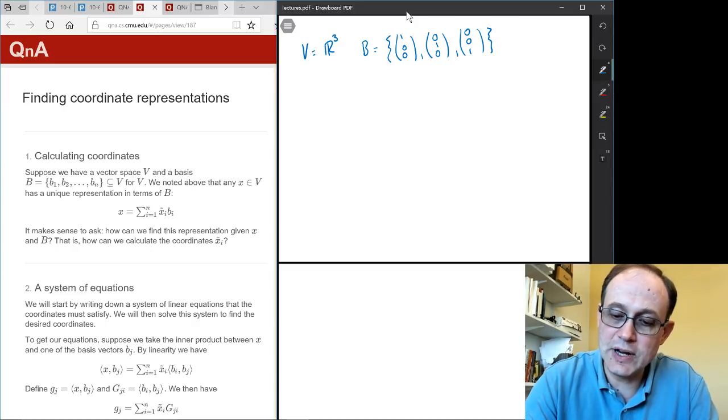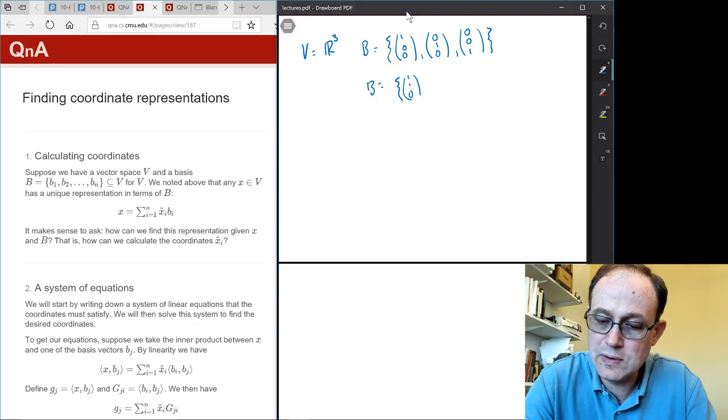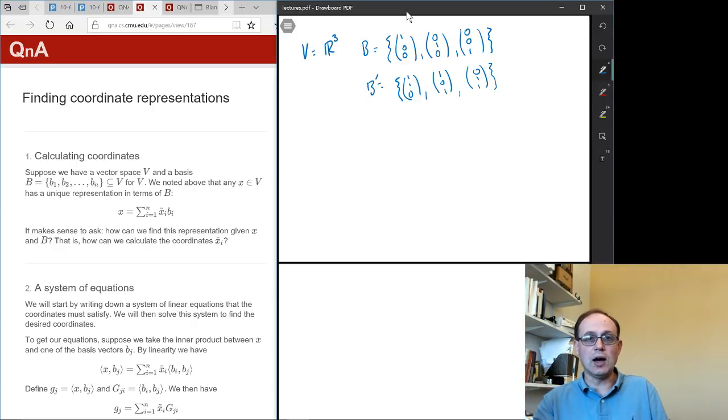Another basis, we could just as well take a different basis, which would be (1, 1, 0), (1, 0, 1), and (0, 1, 1), right? I'll call that B prime. And both of those are bases for R^3.